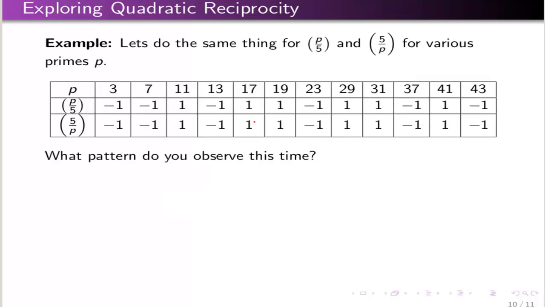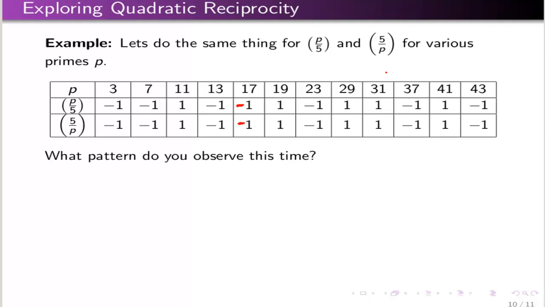Next, let's do the same thing for p over 5 and 5 over p for various primes. So this time p is a perfect square mod 5 if p is congruent to plus or minus 1 mod 5, 1 squared or 2 squared. So I go through the primes that are plus or minus 1 mod 5, like 11, 19, 29, 31, 41, and put plus 1s right there. Oops, there's a typo. Those should both be negative 1s. And then for 5 over p, I just calculate it using Euler's criterion, for instance.